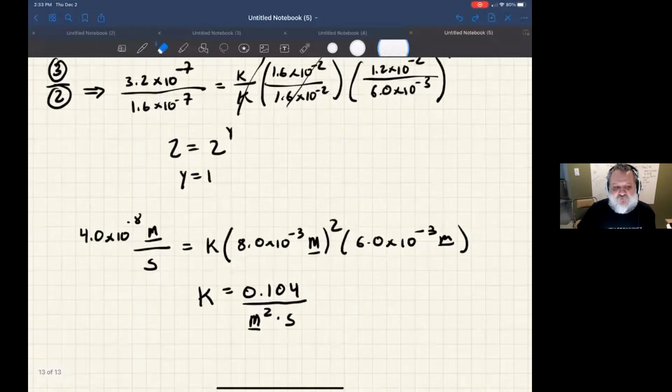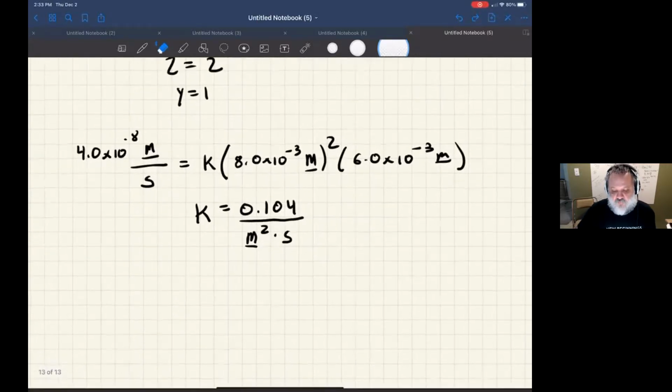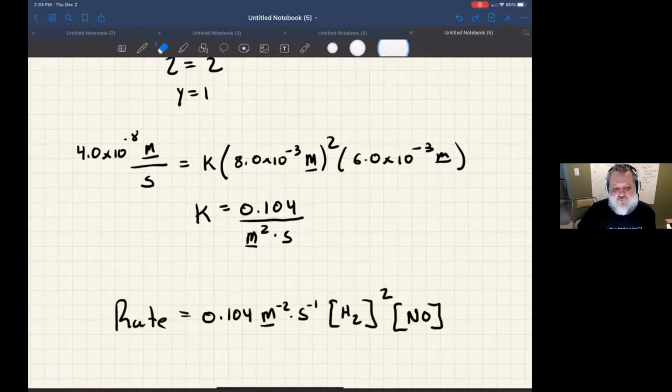So I get, when I square 8.0 times 10 to the negative 3, multiply it by 6.0 times 10 to the negative 3, and then divide both sides by that result, I get K equals 0.104 per molarity squared times seconds. And so writing out the full rate law, I get rate equals 0.104 molarity to the negative 2 times seconds to the negative 1 times the concentration of H2 to the second power times the concentration of NO to the first power.